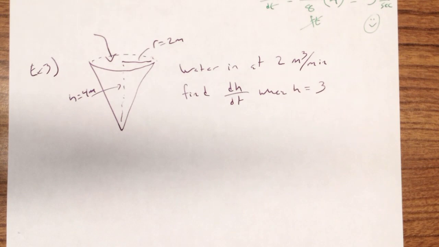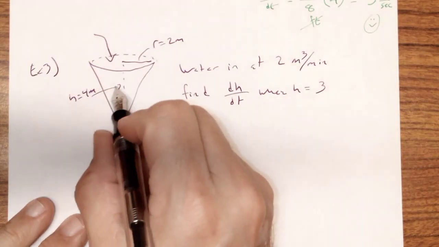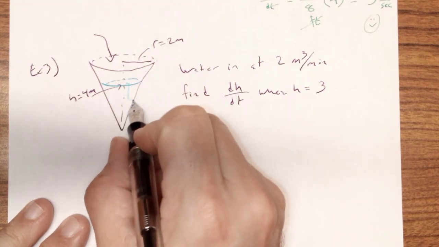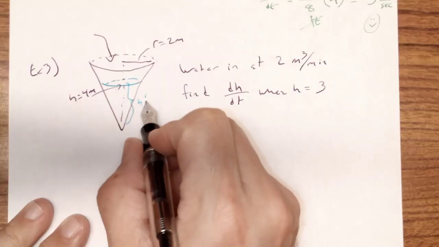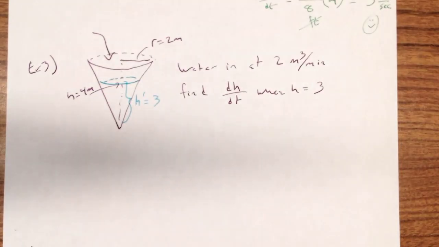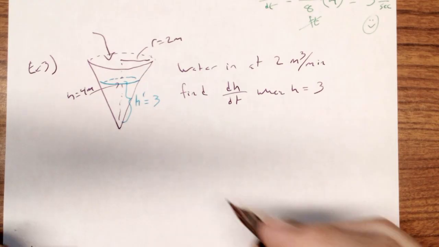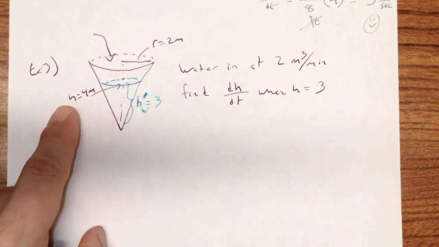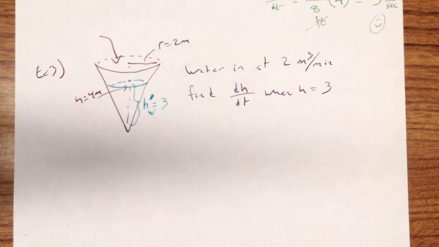Oh boy. All right, wait a minute. I've got water in the tank. The tank is 4 meters deep, but the water itself is at a height of 3. That's why I've labeled it H prime. I shouldn't use prime. Prime means derivative. Let's call it HW. That's the height of the water. This is the height of the whole tank. This is just the height of the water.